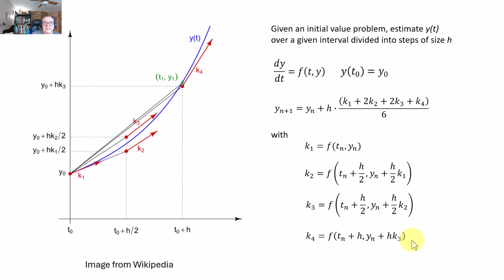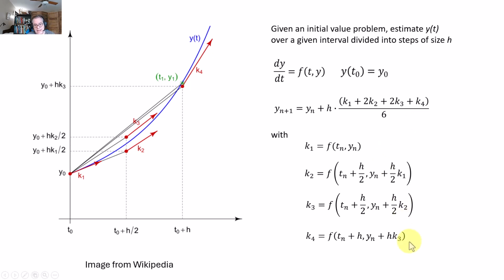The goal is to estimate y of t over some given interval that's divided into steps of size h. We've got a differential equation and initial condition. We propagate forward to get y sub n plus 1 based on the previous yn value, and we add to that a step size times an average of those k1, k2, k3, and k4 values, where we have a weighted average counting the middle two twice.